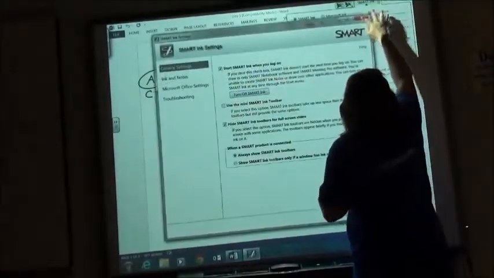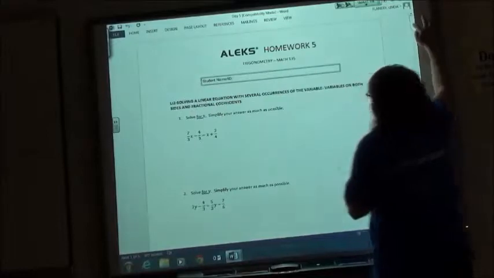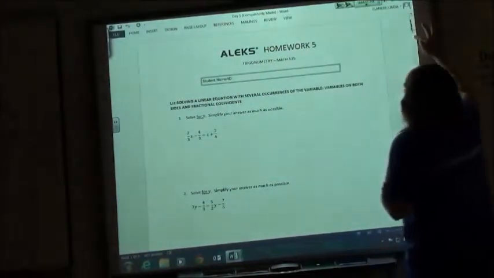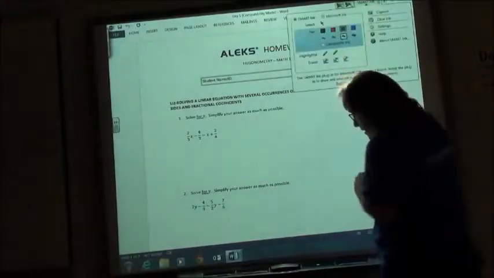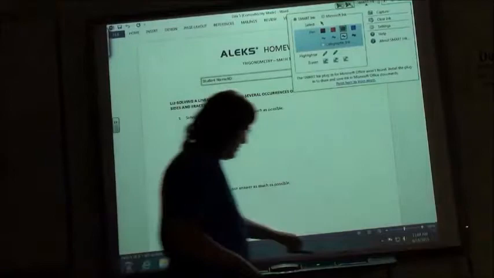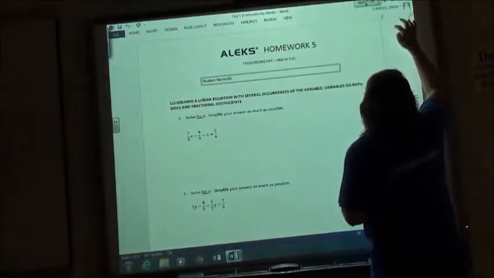Oops. Oh, it thinks my pen isn't where it's supposed to be. I better put it in the right spot. Now we'll see if I can move it.